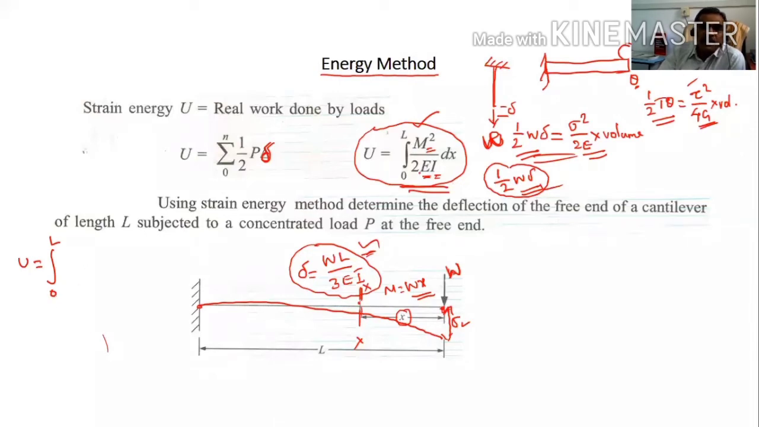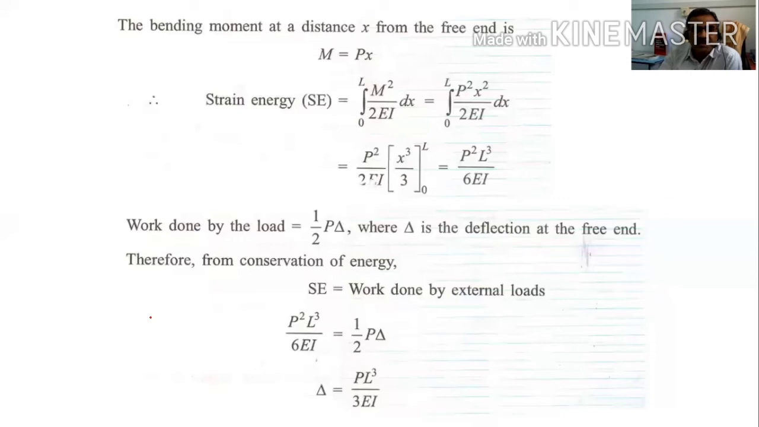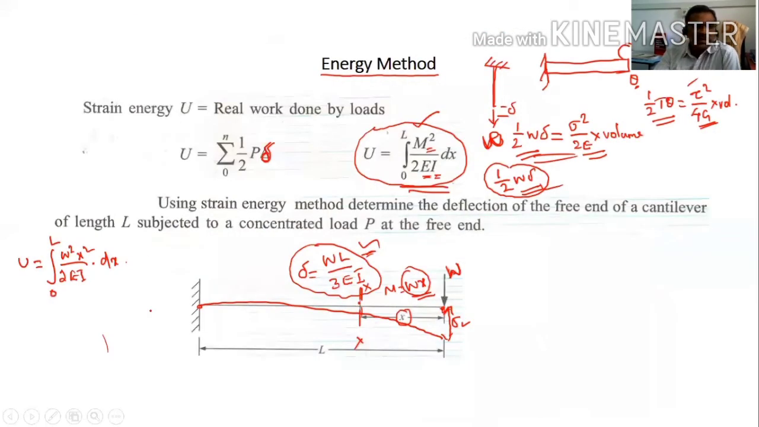M square. What is moment? Moment is equal to W into X. So M square is W square X square, divided by 2 into EI, into dx. So now you integrate it.